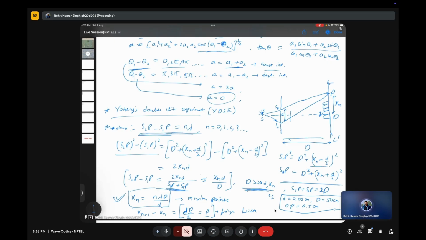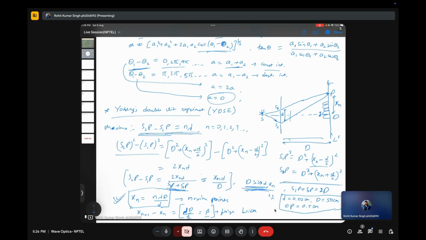Then you will have to find the exact distances S1P, S2P. That is fine, that you can do, right? Yeah, okay, sir. But this exact formula is applicable when this criterion is met. To simplify things, we have done this.